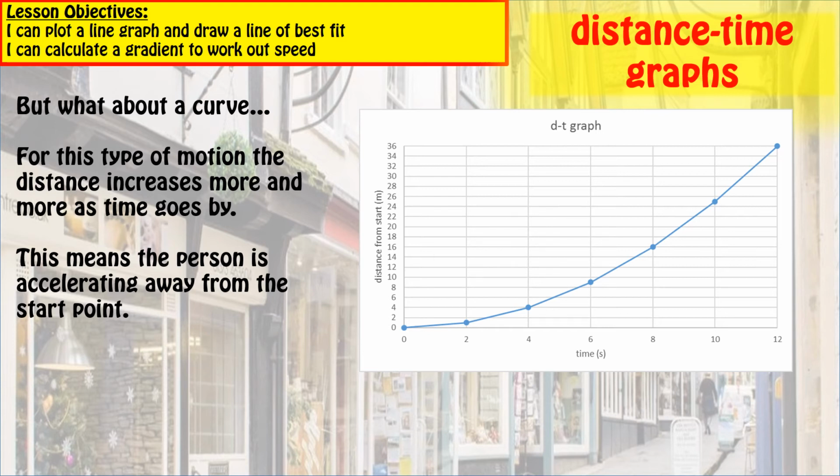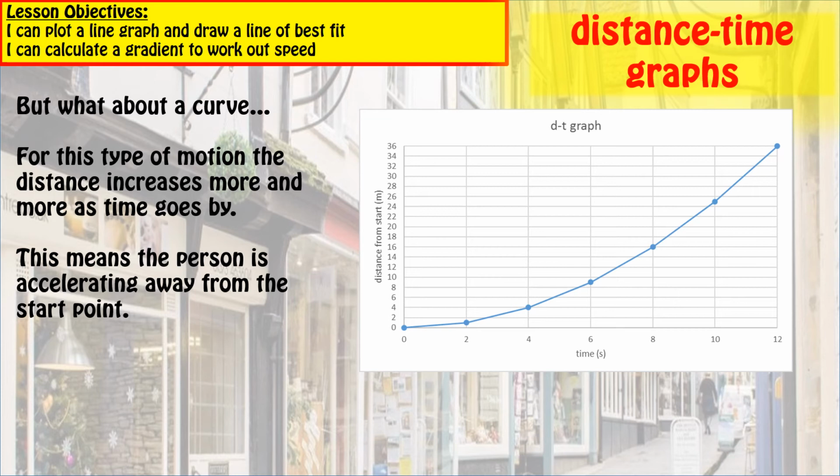For this type of motion, the distance increases more and more as time goes by. So we don't have a nice straight line. That line, the steepness or the gradient, is increasing every single 2 seconds. We can see between 0 and 2, it's almost a plateau, isn't it? Between 0 and 2 seconds, it's almost a straight line. It's only a small incline, it only has a small gradient.